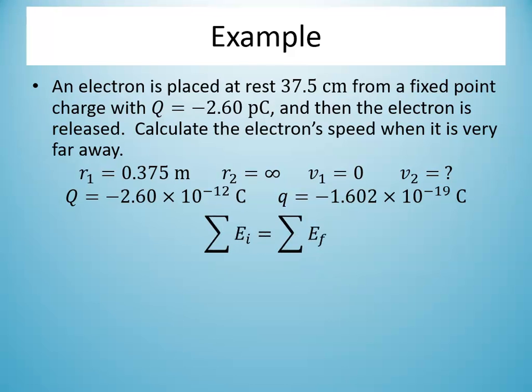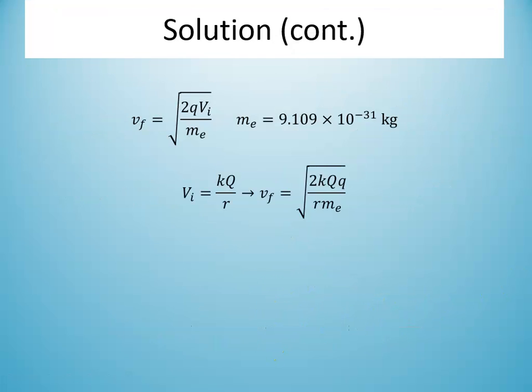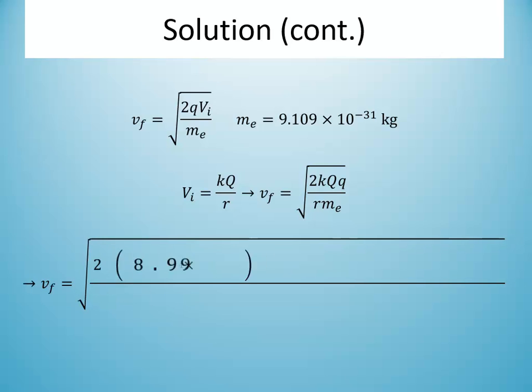and using conservation of energy, we have kinetic plus potential initial equals kinetic plus potential final for energies, and then plug in the electric potential energy in terms of the electric potential. But we know the equation for the electric potential of a point charge. So we solve for our final velocity. We're going to plug in this V initial, this capital V initial being K big Q over R, where big Q is the charge of the object that's creating the field and thus causing the potential.